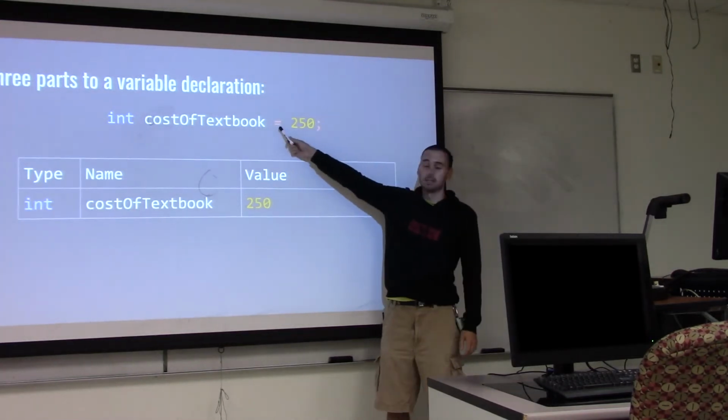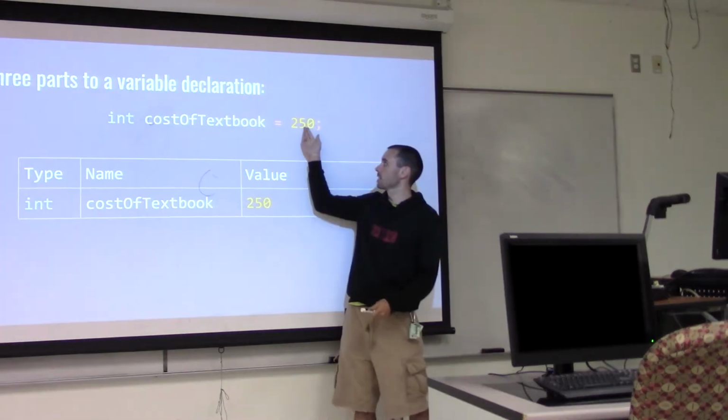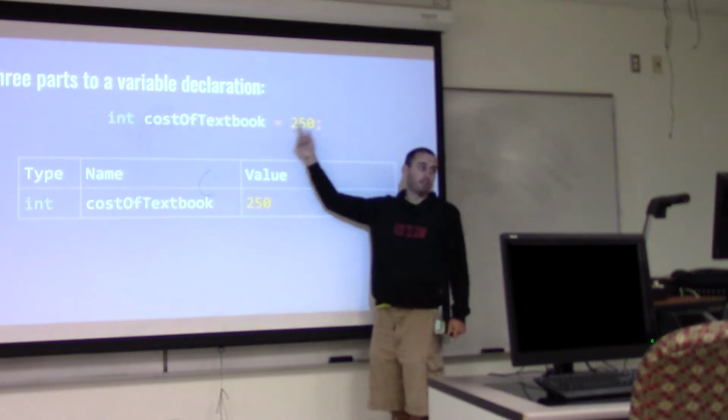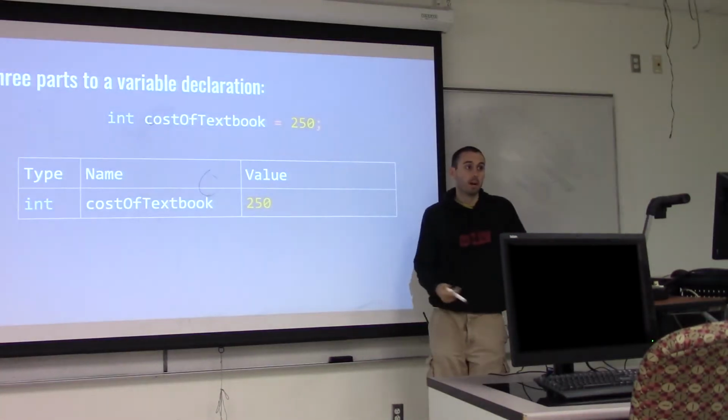This equals up here is assignment. We call this the assignment operator. This doesn't mean compares equal to. Take this and store it in here. And from then on, every time we use cost of textbook, we're talking about the value that's stored in it. So you can do math with this thing by name. You can print it out. You can modify that thing that's stored in it.